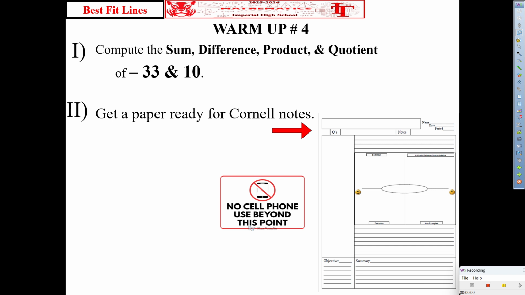Whoop, whoop. How's everybody doing? Good? Yeah? So we're on day 4, which means warm-up number 4. Let's go. It's already on the screen.